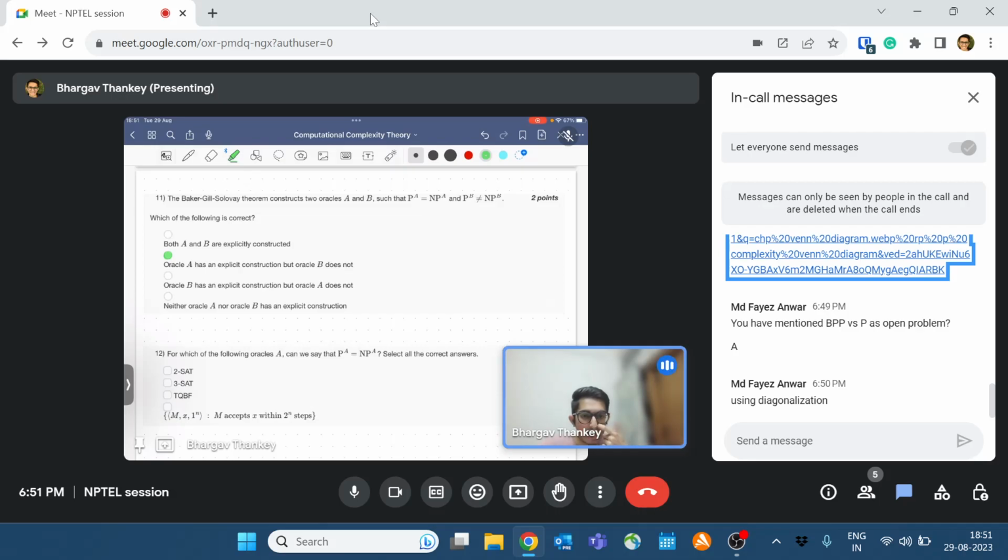On the other hand, B depended on how all the polynomial time Turing machines behaved, right? Yes. So unless you explicitly sit down and characterize how all of them behave, you don't have an explicit description of B, right? Yes.